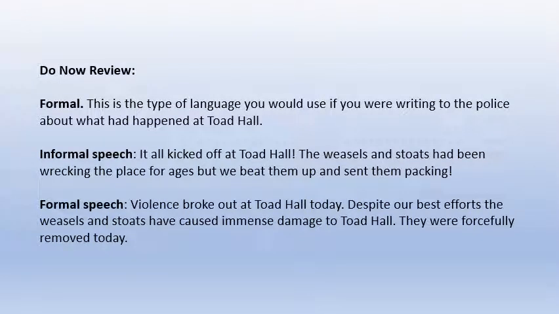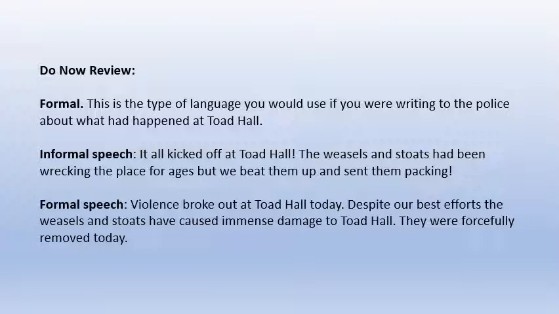This is the type of language if you were writing a report for the police about what had happened at Toad Hall. Informal speech is a type of speech that you use to your friends and so on. So informal speech would be something like this. It all kicked off at Toad Hall. The weasels and stoats have been wrecking the place for ages, but we beat them up and sent them packing.